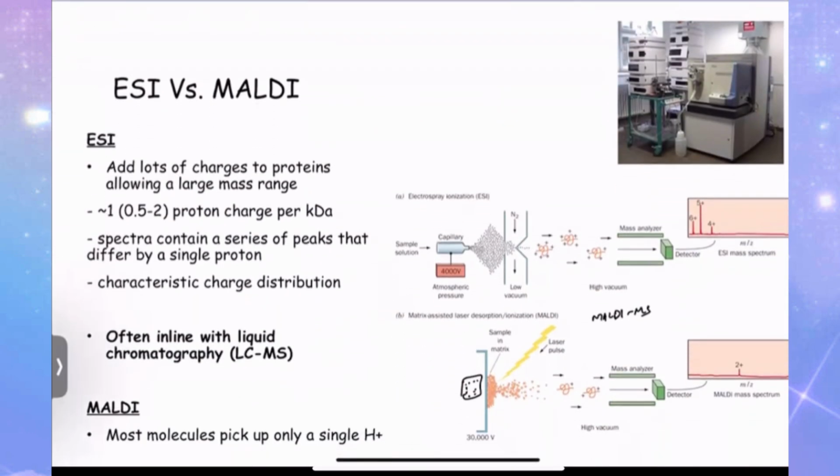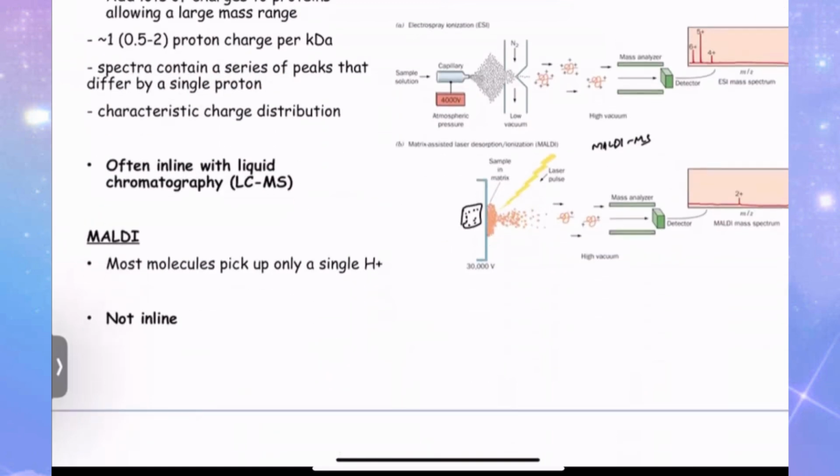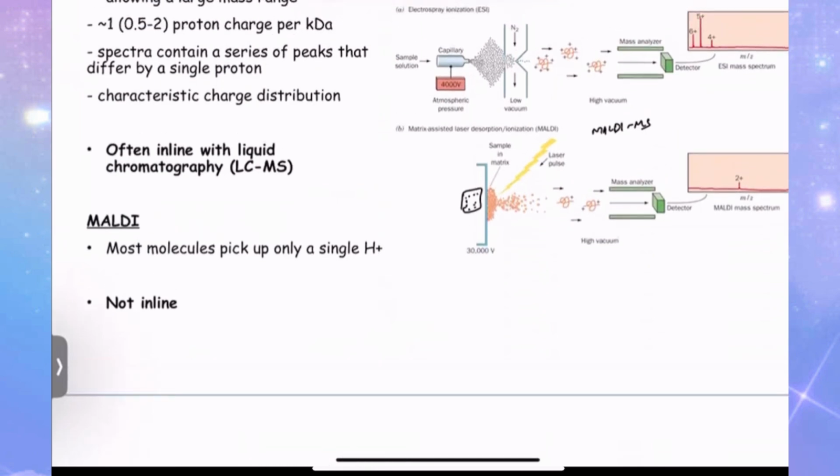A quick comparison. ESI adds a lot of charges to protein, allowing a large mass range, and spectra contains a series of peaks that differ by a single proton. Characteristic charge distribution is there, whereas in MALDI, most molecules pick up only a single H plus charge.